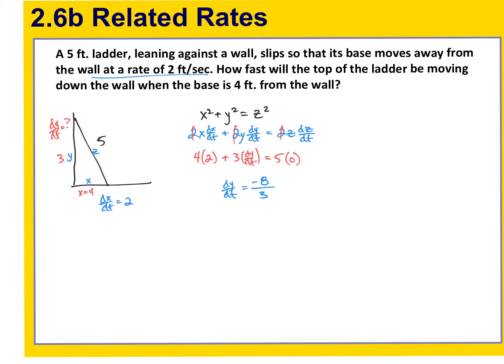Now, I've seen this a couple times on the AP exam. What was the question being asked? And this is kind of rude, but what's the question being asked? How fast will the top of the ladder be moving down the wall? It's already telling me it's moving down the wall. So how fast is it actually moving down the wall? 8/3 feet per second.